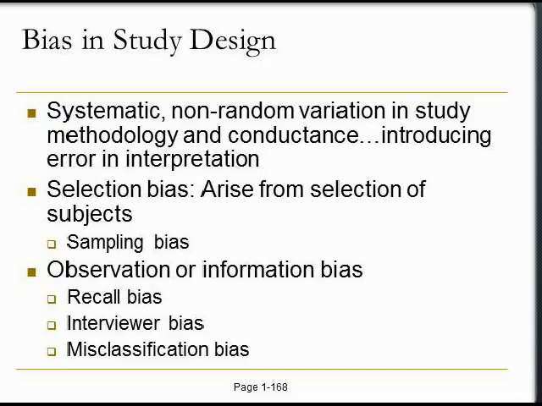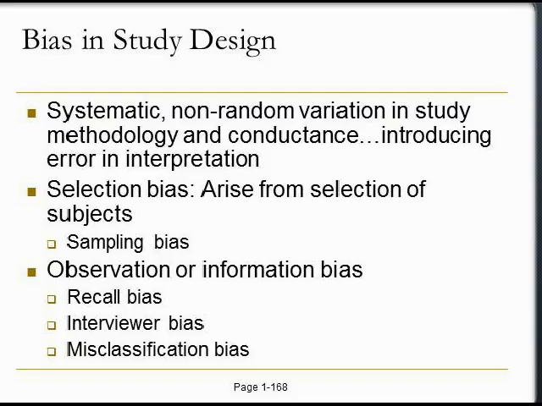Bias in study design. Bias is defined as a systemic, non-random variation in study methodology or conductance that introduces error in interpretation. Selection bias, some examples of bias. Selection bias arises from bias in the selection of subjects. Okay, and as we go through, we'll talk about a couple of examples of this particular type of bias.